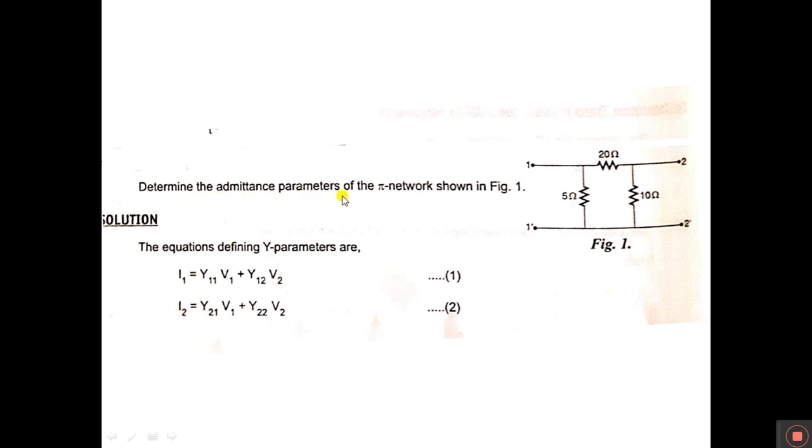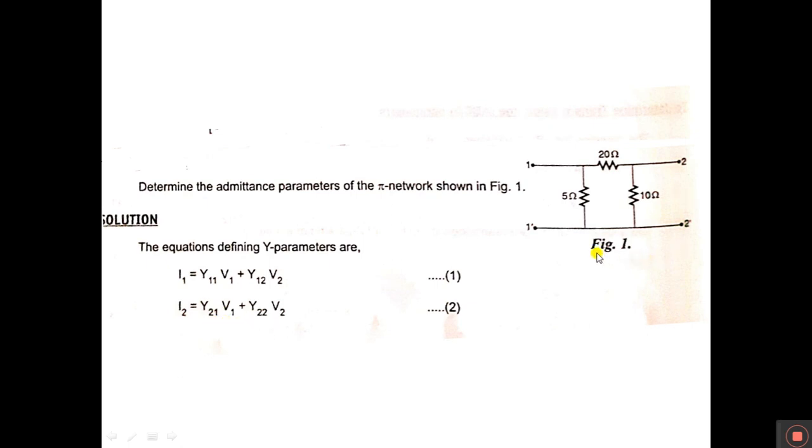Determine admittance parameter. Admittance means Y. You need to find all parameters. In the previous case only driving point admittance, so only one parameter. Here, admittance parameters, you should find all the parameters of the Y network. You need to find Y11, Y12, Y21, Y22, all the values.